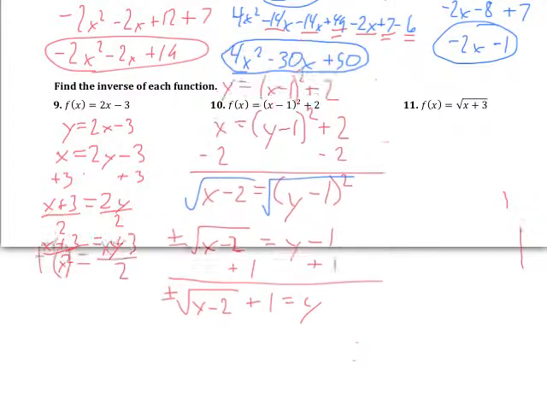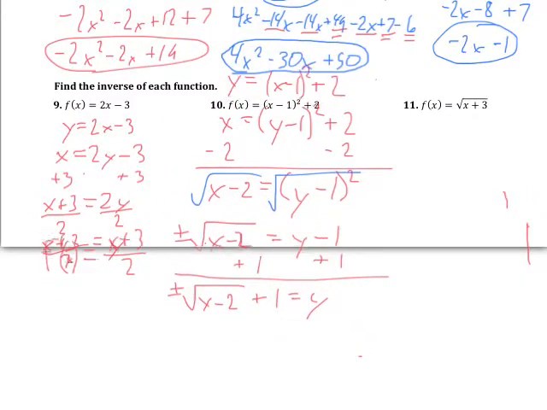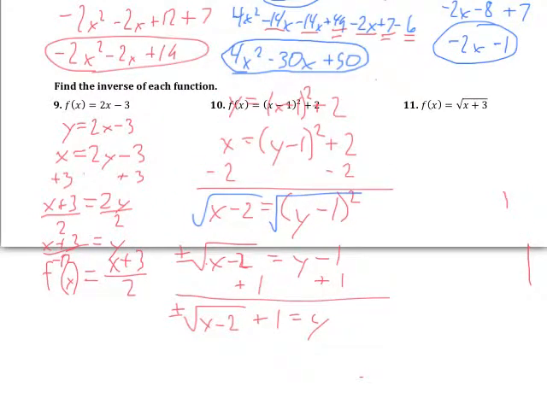If I just kind of clean this up a little bit, that would be the inverse function of x is equal to the square root of x minus 2 plus 1. It's pretty much your final answer. Don't worry too much about it, but the plus or minus, I believe, goes in front of it. It's kind of a tricky issue.